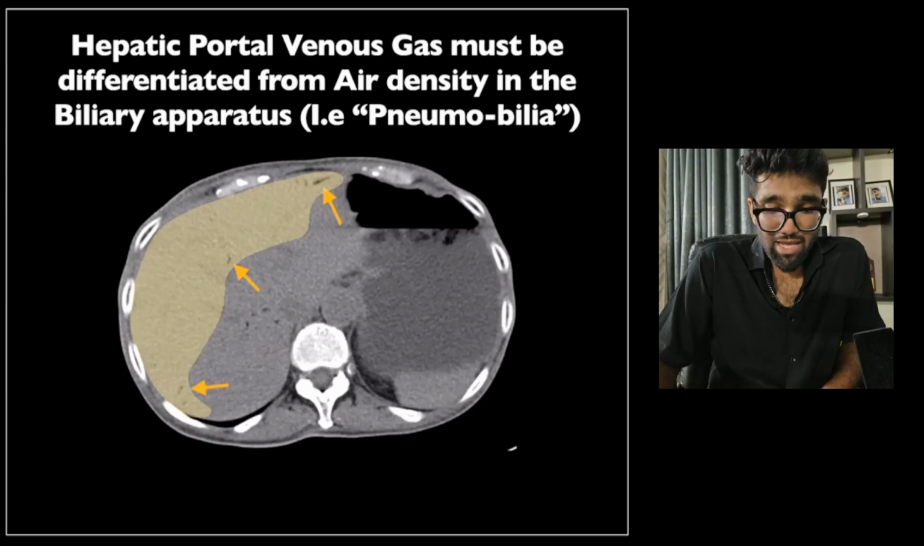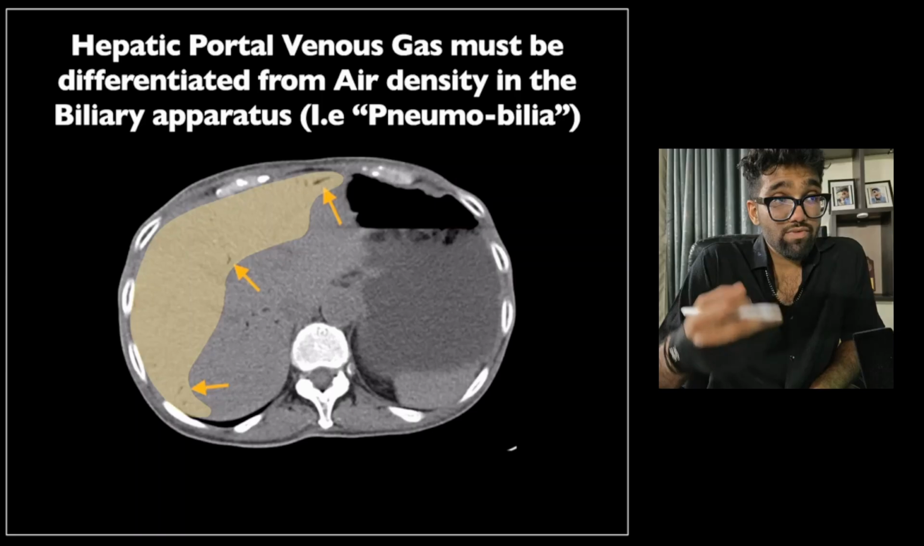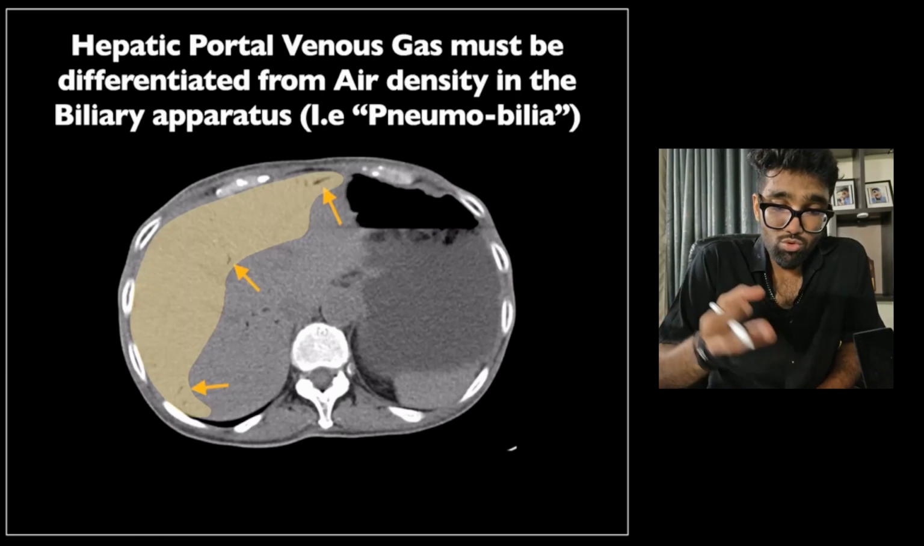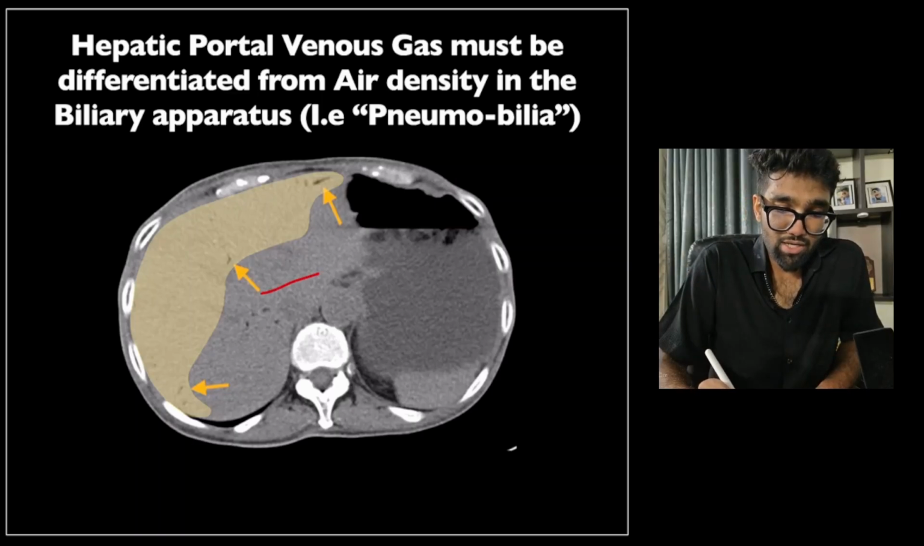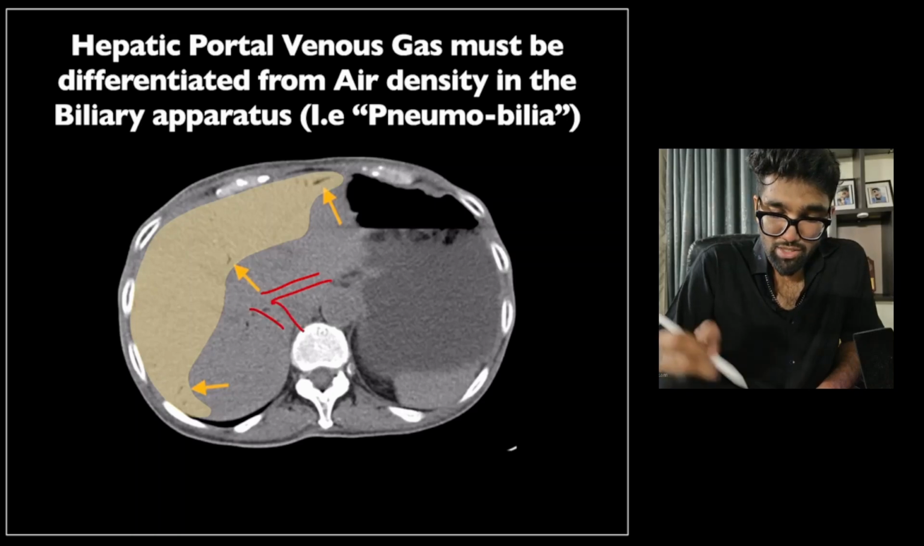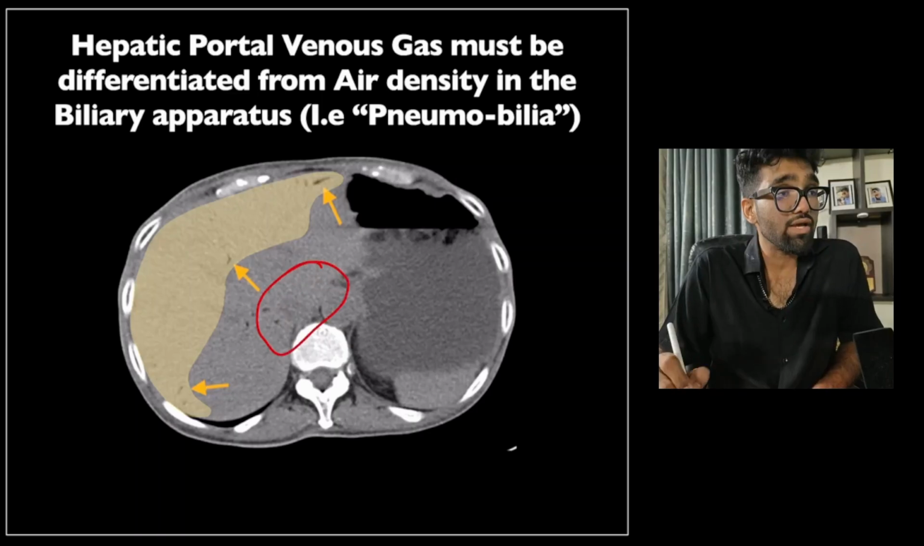So naturally, since air rises above water, if it is in the portal and hepatic veins, the air is likely to go towards the periphery of the liver. Whereas if you're talking about pneumobilia, that is, air within the biliary apparatus, which is primarily located here in this area, you would get air primarily in the inner half of the liver. Okay, it's not really that easy to differentiate, but in pneumobilia, almost always the air would be here.